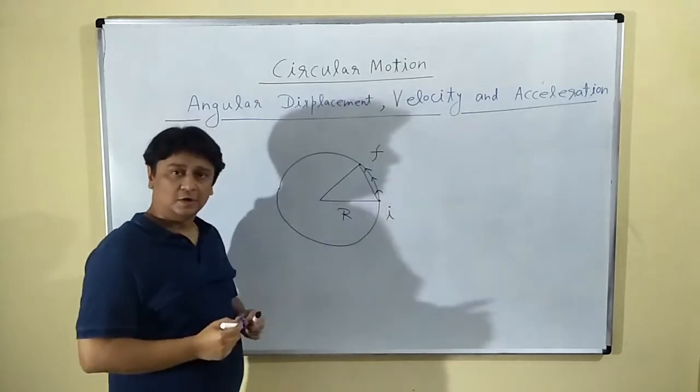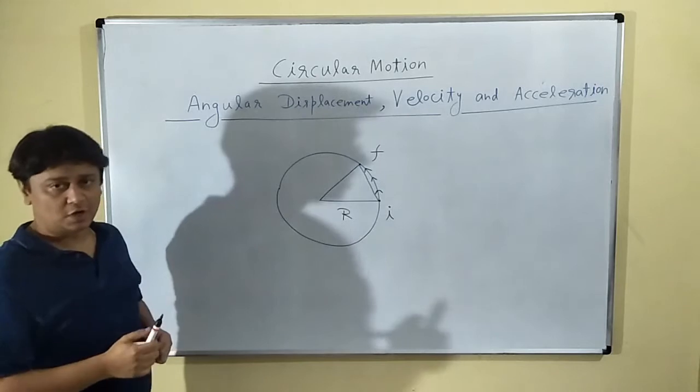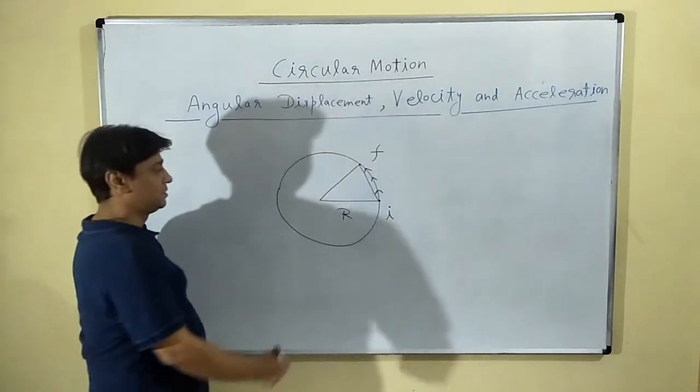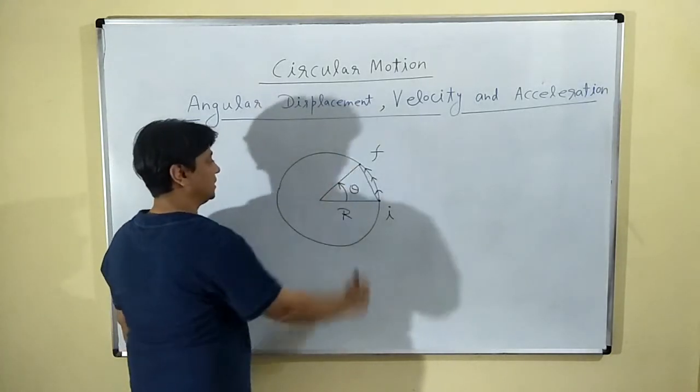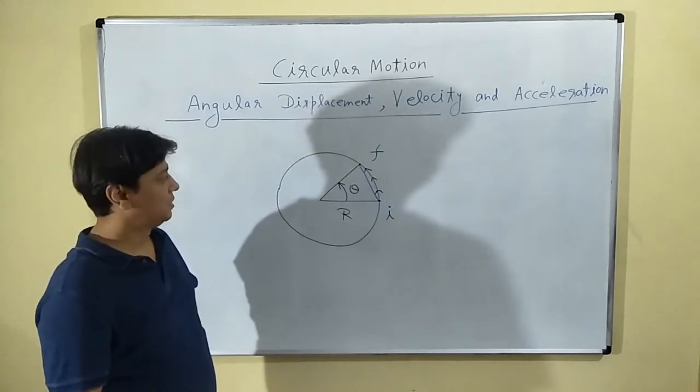This shortest distance between initial and final is called what? Displacement. And now we define this theta, which is what? Angular displacement.